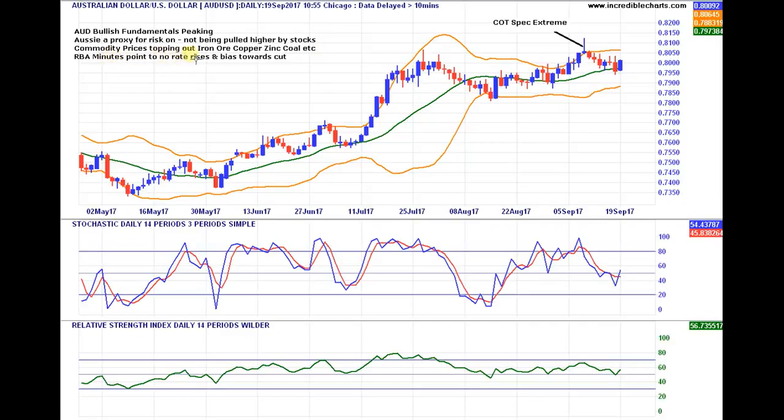Commodity prices are topping out. If you look at Australia's major exports, iron ore, copper, zinc, coal, etc., you can see they're basically starting to fall. That's obviously a big bearish fundamental for the Aussie. We think they've got further to fall. RBA minutes out yesterday point to no rate rise and a bias towards a cut if you read them carefully. I'm not going to go into the minutes in detail here, but that's our view.